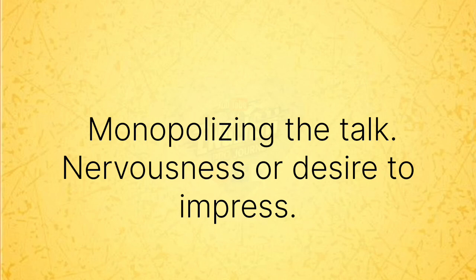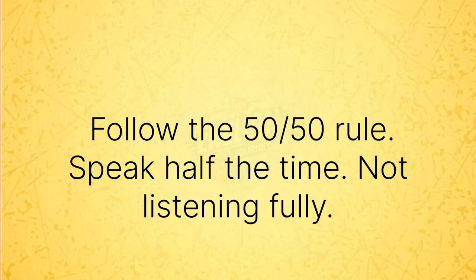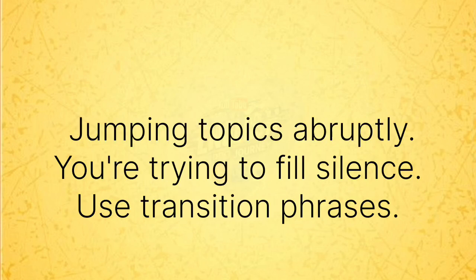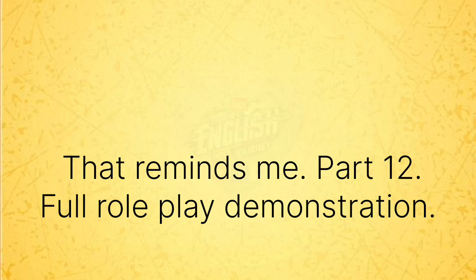Mistake: monopolizing the talk. Why: nervousness or desire to impress. Quick fix: follow the 50-50 rule. Speak half the time. Mistake: not listening fully. You're planning your next line. Quick fix: paraphrase what they said before responding. Mistake: jumping topics abruptly. You're trying to fill silence. Quick fix: use transition phrases. That reminds me.